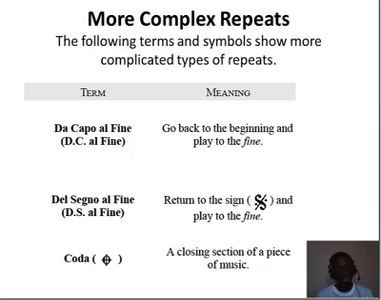Del segno al fine, DS al fine, means return to the sign. Whenever you see this particular sign on the music piece, you return to it and play to the end. Then you see coda, which means a closing section of a piece of music.